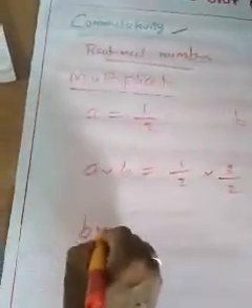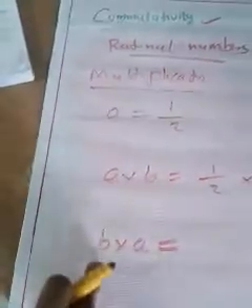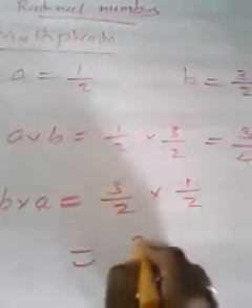And what is B into A? Because this is commutative. Whenever you are checking A into B, we need B into A. What is B into A? 3 by 2 into 1 by 2. What is that? 3 into 1 is 3. 2 into 2 is 4. What you understood? Both the results are same.